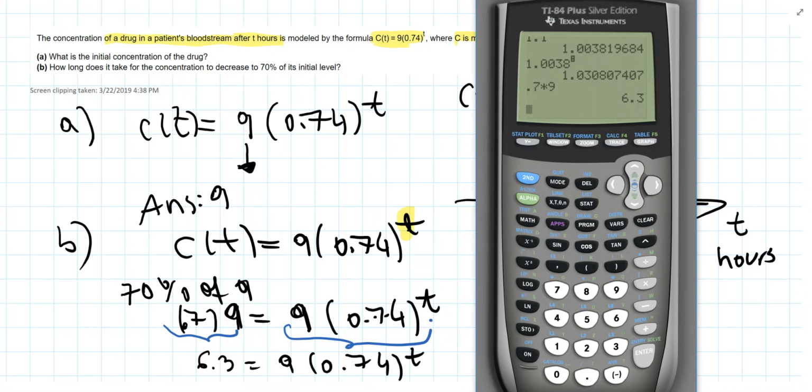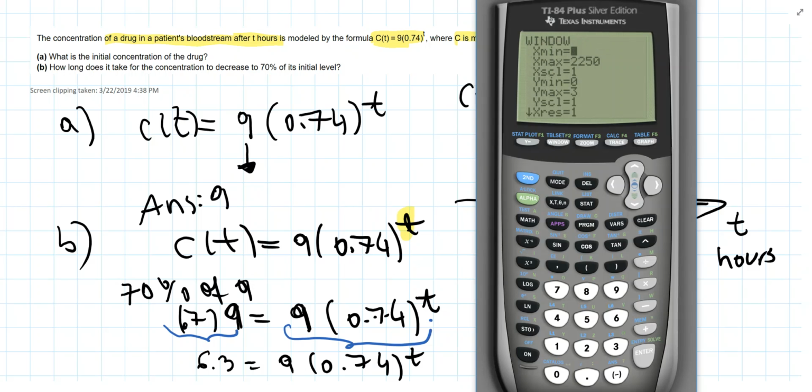So how are we going to do this graphically? Again, we are going to go into y, and we're going to graph the exponential decay function. So 9 times 0.74 to the power, I'm just going to use x. It doesn't matter what I call the input, x, t, x. And then I want to see when it's equal to 6.3. How long? For what x? How long does it take for the concentration to reach 6.3?